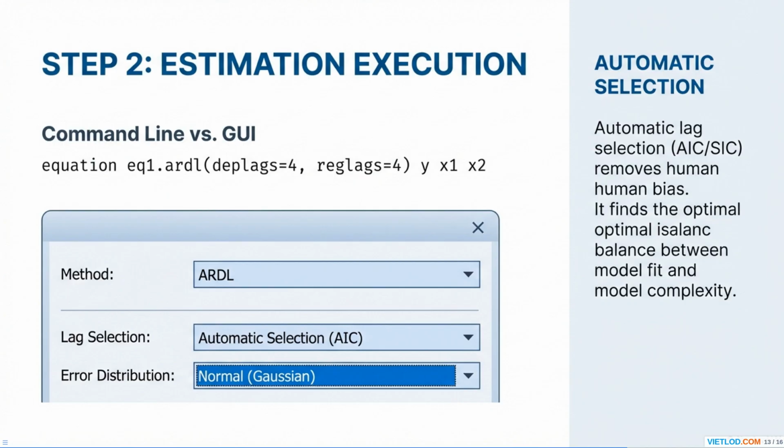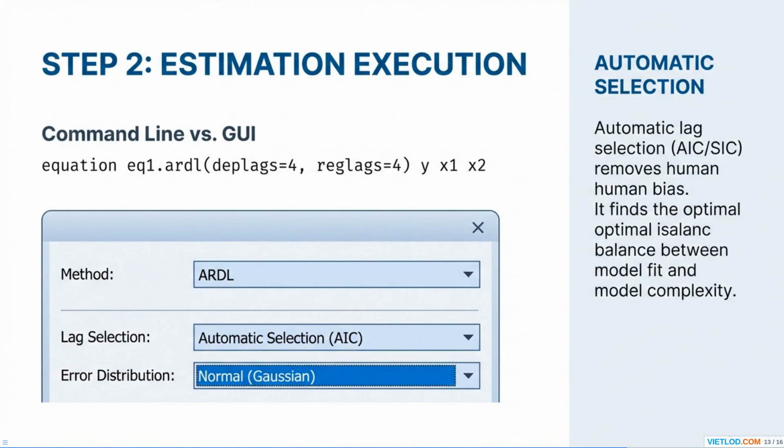After conducting our pre-estimation tests, we move to step 2, executing the model. EViews provides two primary ways to do this, either through the command line, as you see with the equation EQ1 ARDL example, which is often more efficient for complex or repetitive tasks, or via the intuitive graphical user interface shown below. A crucial decision in model estimation, especially for models like ARDL, is determining the appropriate lag length.